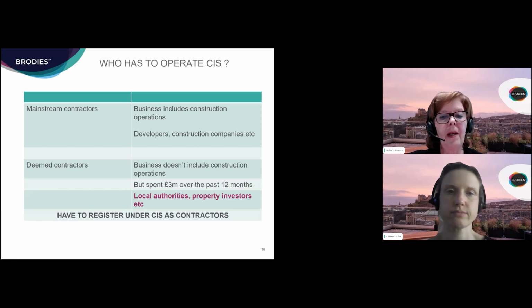The £3 million over the past 12 months limit is a relatively new one that not everyone's aware of. People still think in terms of the old limit that Kirstine referred to, which was the £1 million a year over 3 years. So this is a much higher limit, but it's over the 12 months and it's on a rolling basis. So you have to continually look back at the last 12 months to see if you've met or exceeded that limit. If you are either a mainstream contractor or a deemed contractor, you have to register under the CIS.